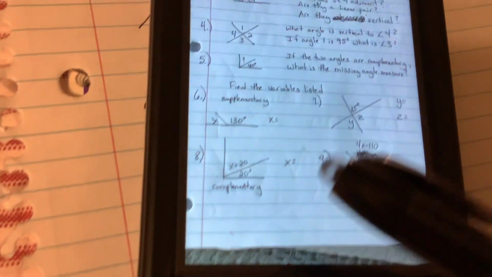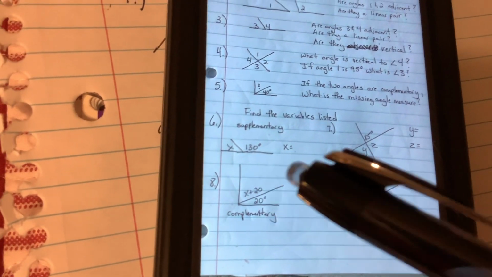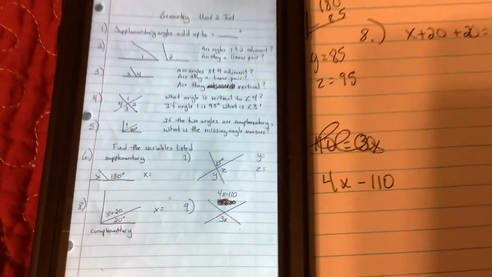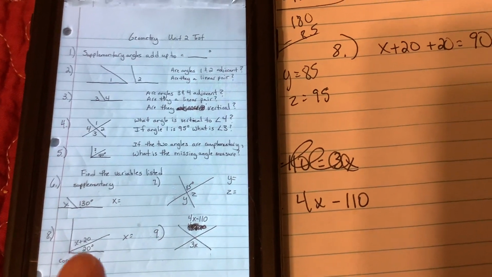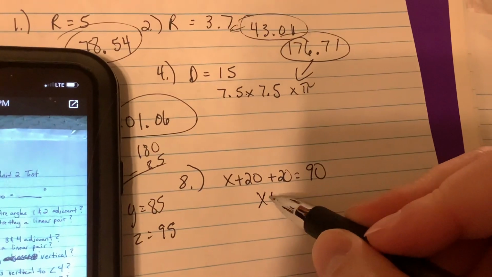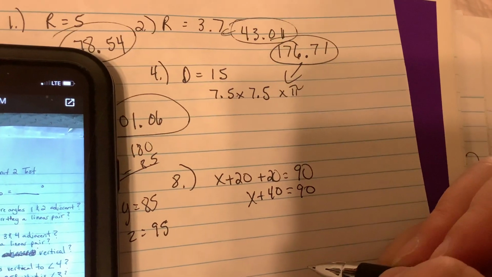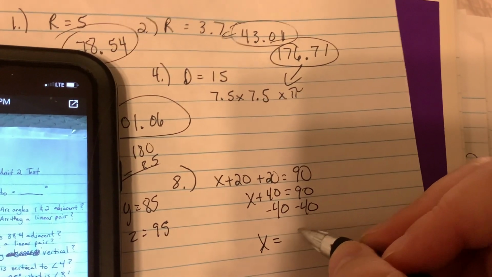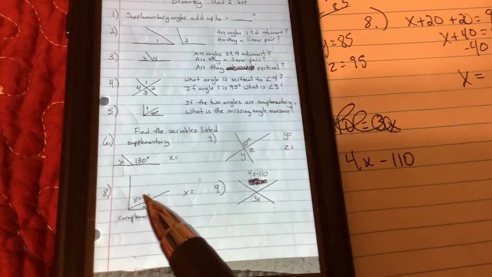This one, number 8, if we look, going back to the phone here, they're complementary. So this angle, x plus 20, plus the 20, should equal 90. So I set it up that way. I said x plus 20, that's this angle, plus 20, that angle, equals 90. Okay. So now I can combine like terms. Okay, and then move your 40. And x equals 50. So x is 50. And see, if you plug it in, 50 plus 20 is 70. That angle's 70. That angle's 20. You get a 90-degree angle.